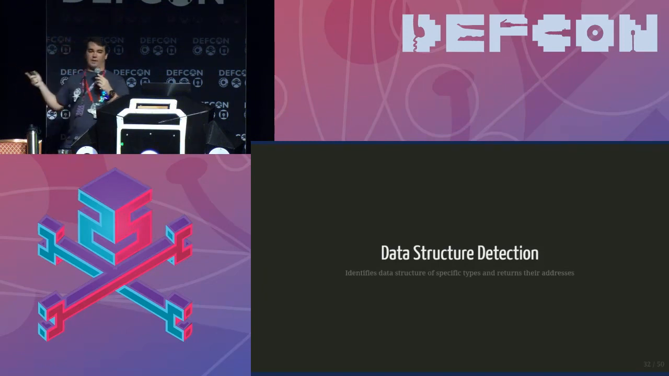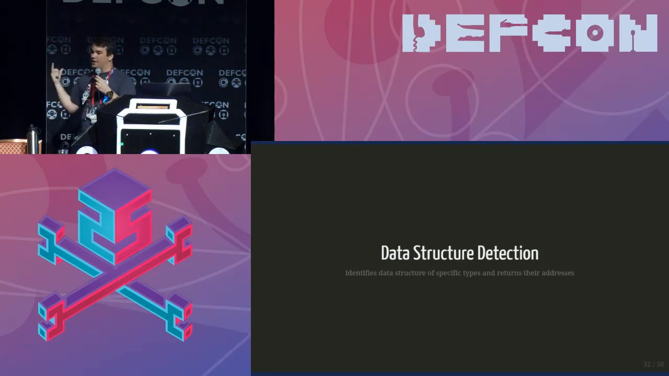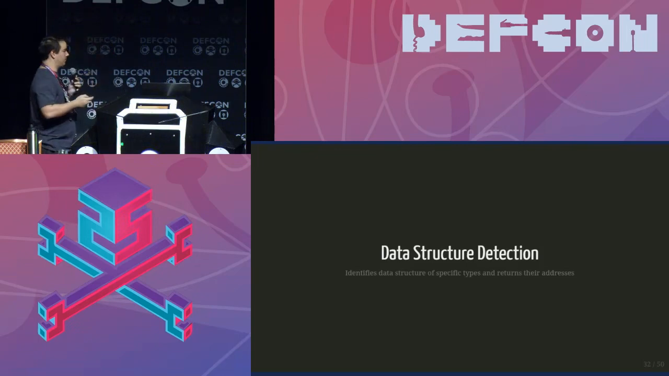And this is what I want to talk about: data structure detection. In my book, I showed some Cheat Engine scripts to do this. And after I wrote the book, I was like, wait, why do I have to write a Cheat Engine script to do this? Why don't I have a memory scanner that does this? So that's what I set out to do.